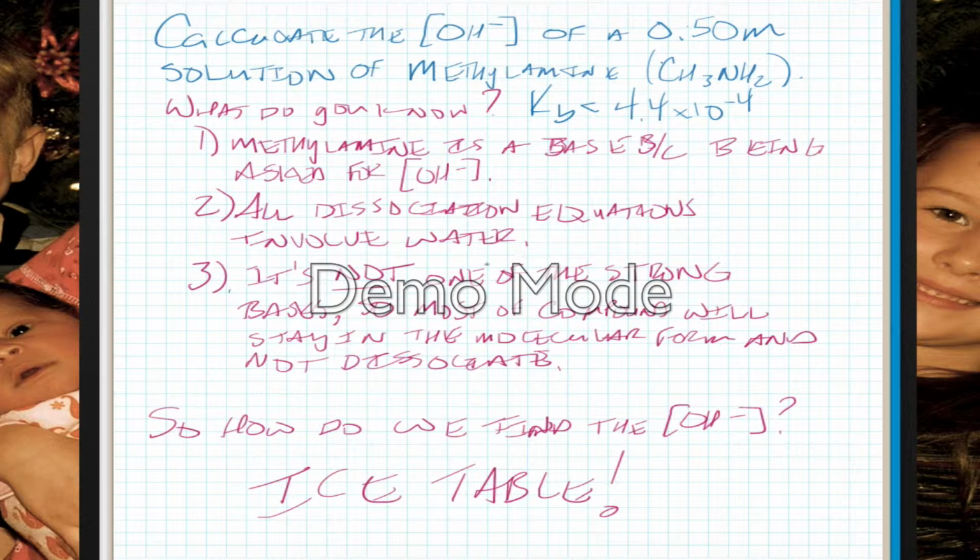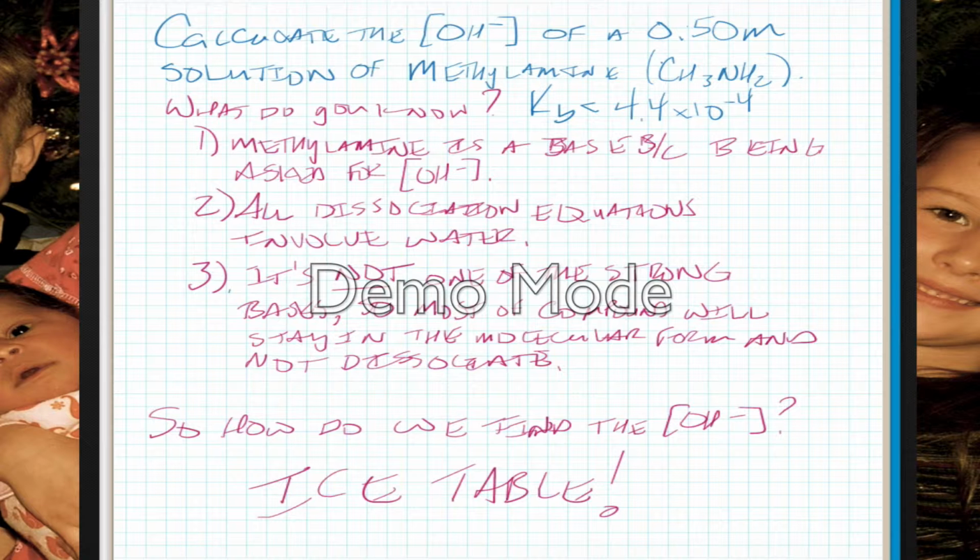All dissociation equations involve water, so you're going to have to write it out in a dissociation equation. And it's not one of the strong bases. It's a weak base, you know, because we're asking you in the first place. It gives you a Kb that's really small. But if you're going to AP Chem, you're going to have to memorize the strong acids and bases. There's only about 6 of each. It's pretty easy, so everything else is weak. Anyways, so it's going to stay mostly in its molecular form. So how do we find the OH minus?